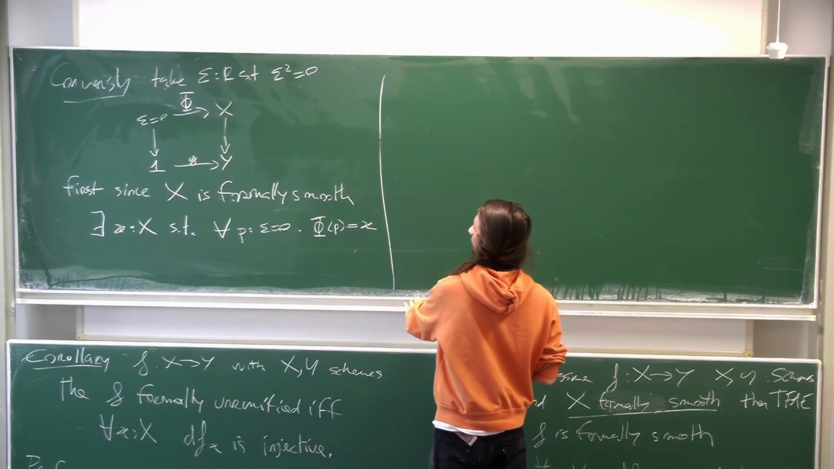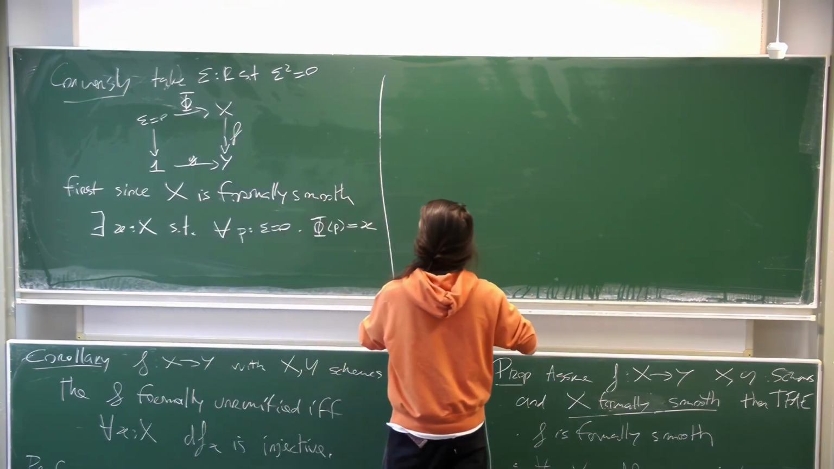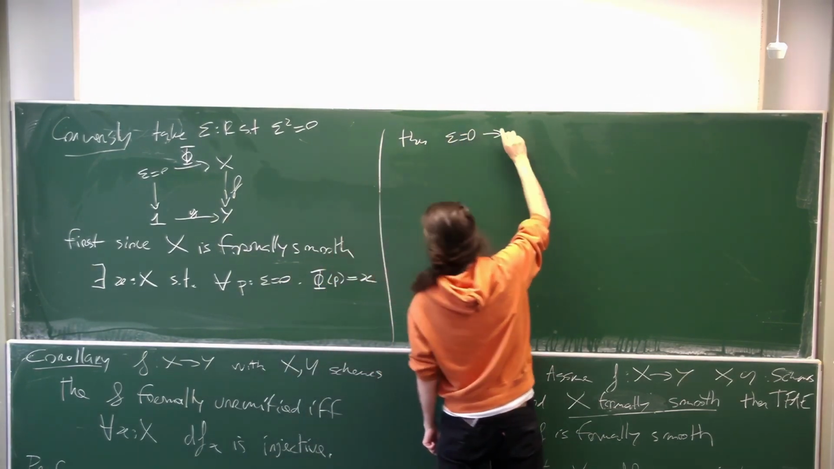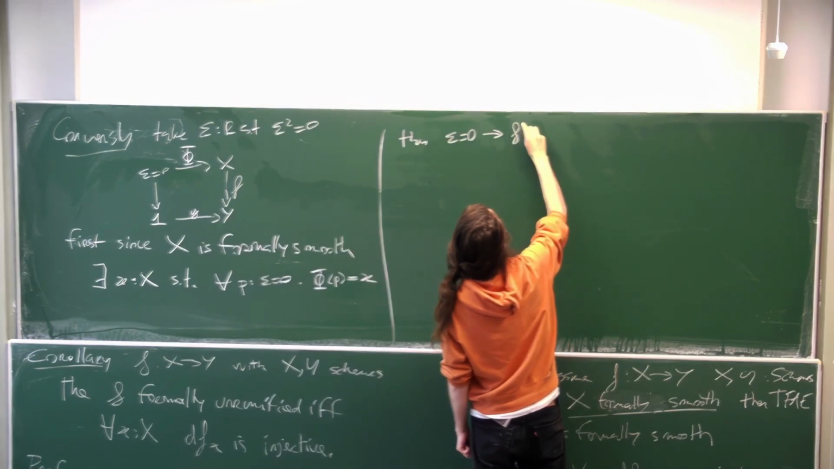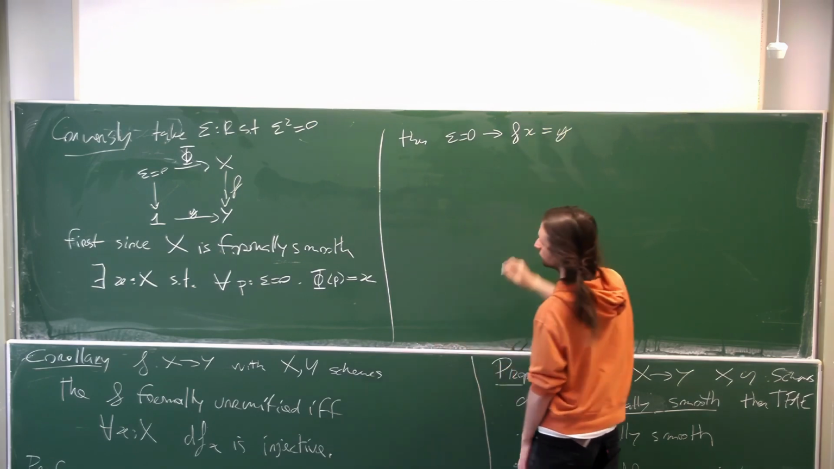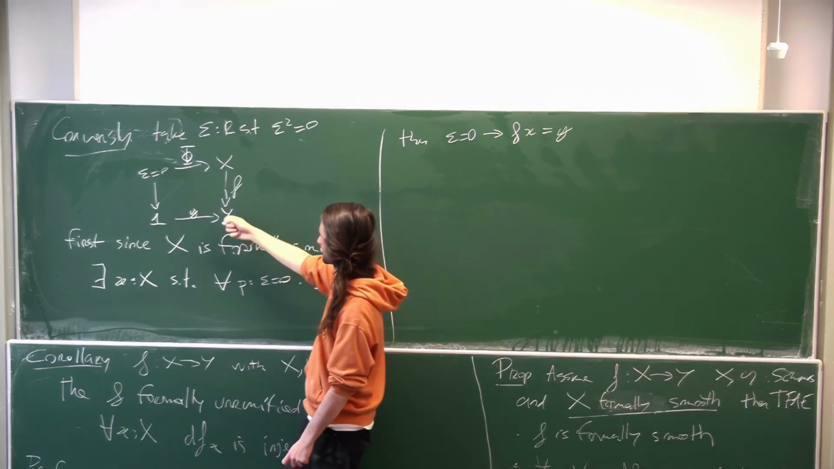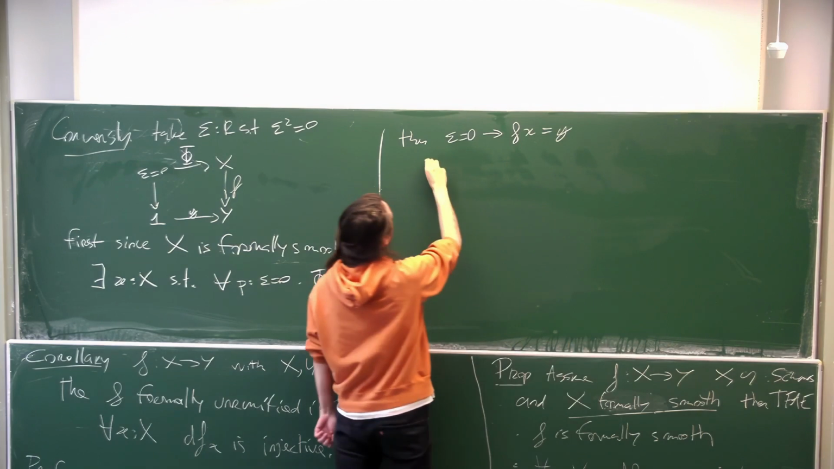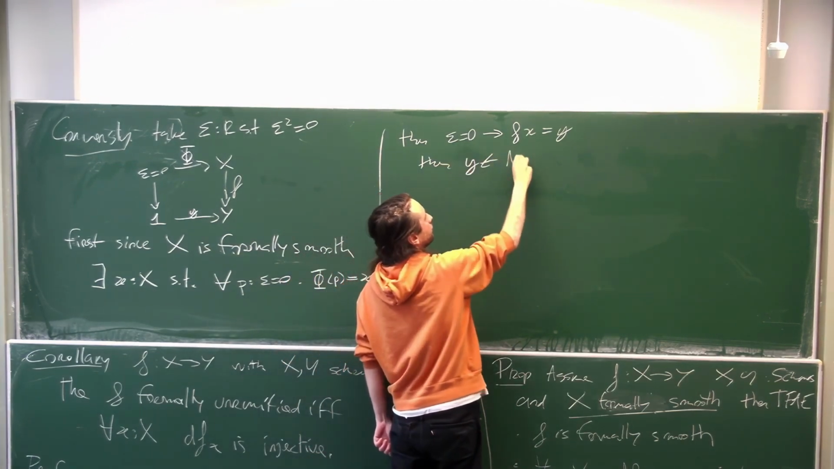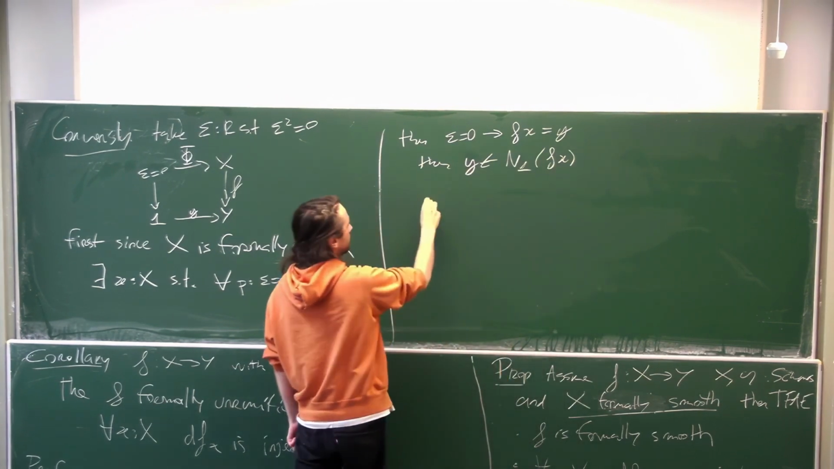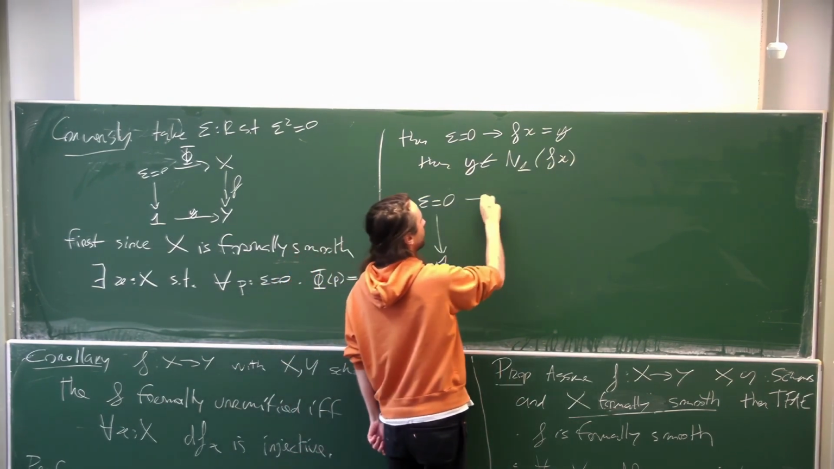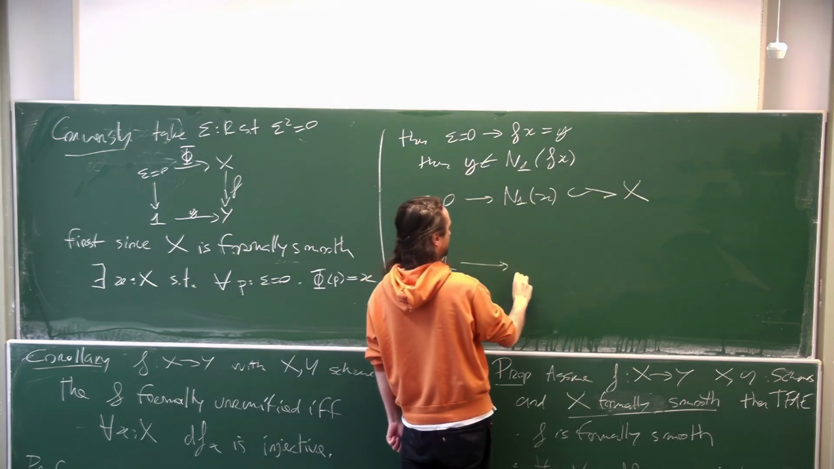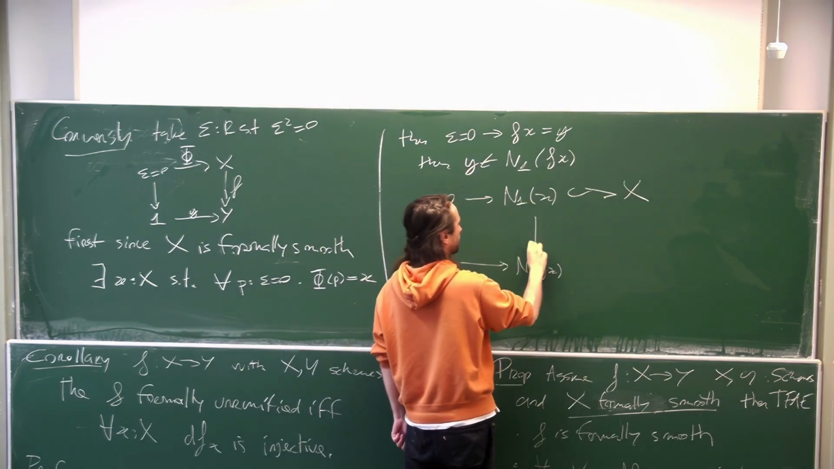But then, let's call this f. Then we have that epsilon equals 0 implies that f of x is equal to y. So why? Because this square commutes, f of x is equal to f of phi of any point here. And so then y belongs to the first order neighborhood of f of x. And so we can redraw the diagram. Here we go to N1 of x. This embeds in X. Here we go to N1 of f of x. We have a map here.